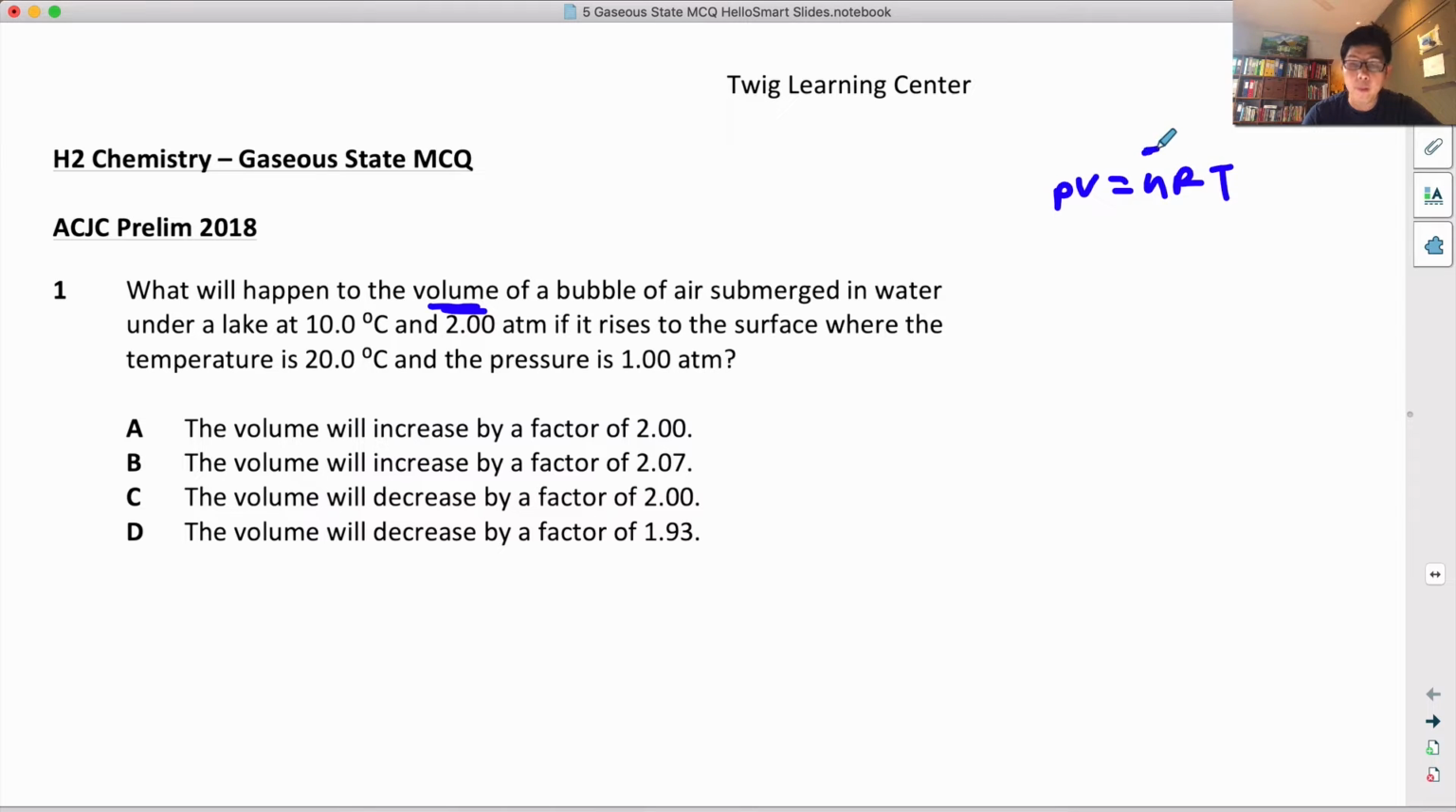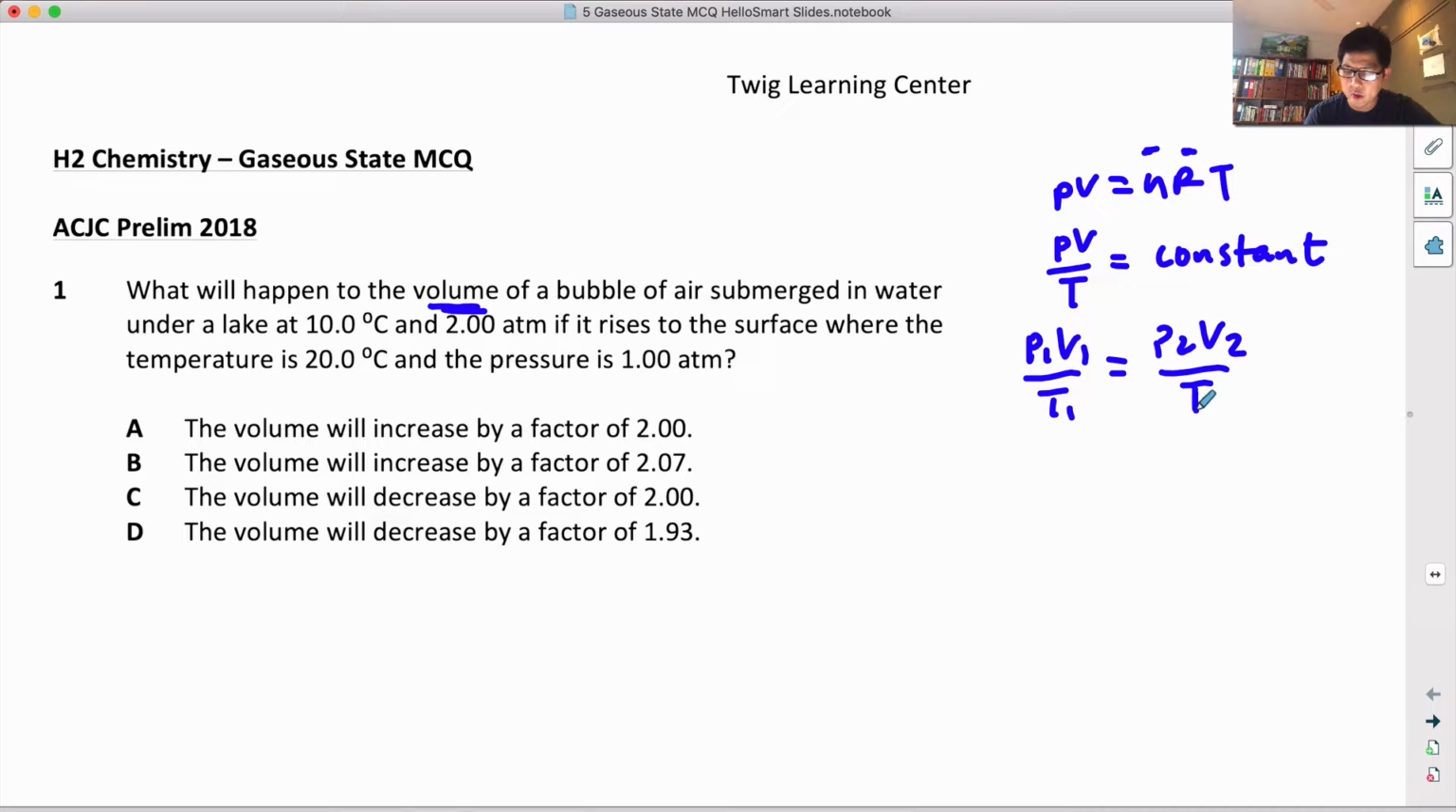The number of moles of the bubble doesn't change, and R doesn't change. They also mention that pressure, volume and temperature will change, which means PV over T are the variables, and nR is the constant. So PV over T is actually a constant, isn't it? So we're going to apply this formula, P1 V1 over T1 equals P2 V2 over T2.